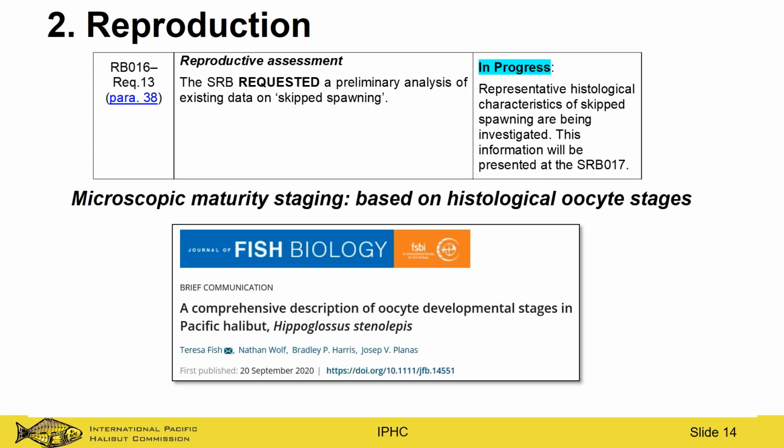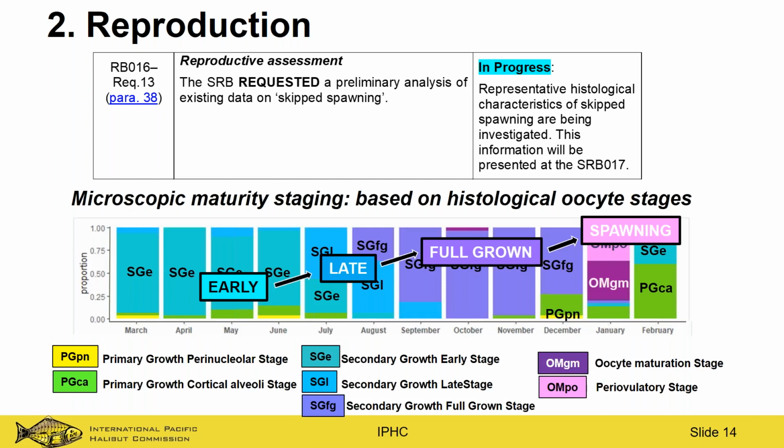So one of the first things that we did was to describe the oocyte developmental stages, and this study, a copy of which was provided to you in SRB017, is now published in the Journal of Fish Biology. It is titled "A Comprehensive Description of Oocyte Developmental Stages in Pacific Halibut," and this is the base, really, for maturity staging that is based on histological oocyte stages. So what we do with this, in fact, is to stage females during the entire annual collection.